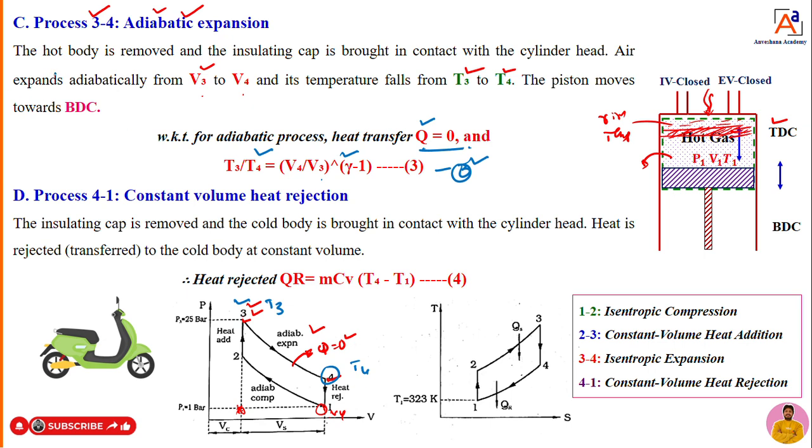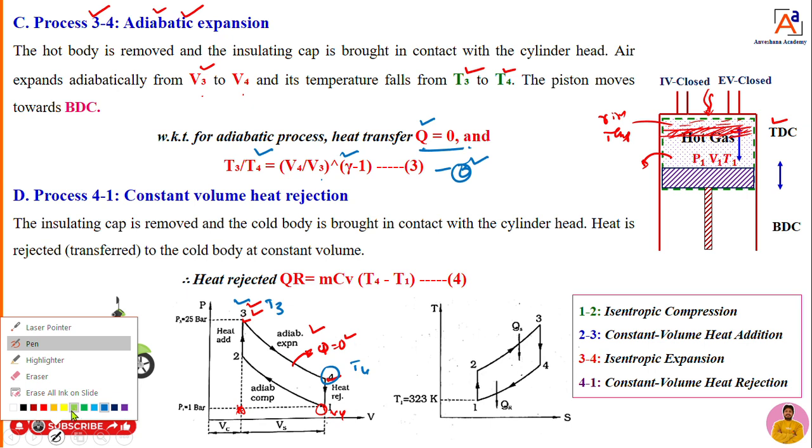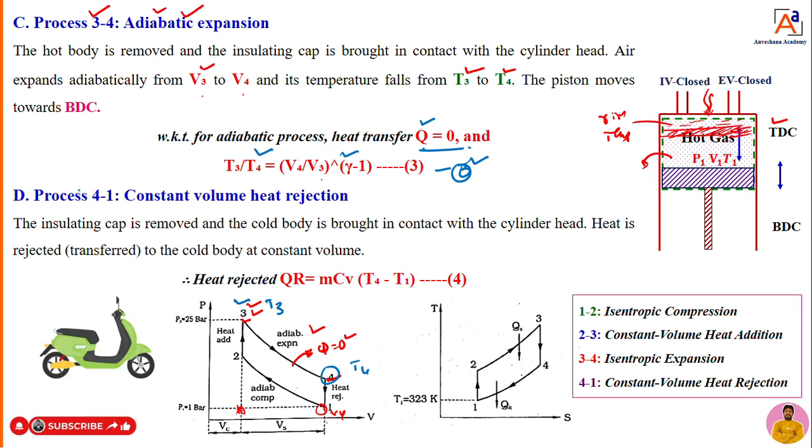Now the process 3 is over. Now I will move towards the next process. What is that next process? That is process 4 to 1. That is nothing but constant volume heat rejection. Once the work is done, the hot gases which are present inside the cylinder have to come out from the cylinder. Then only we can supply fresh air fuel mixture to the engine for the next cycle.